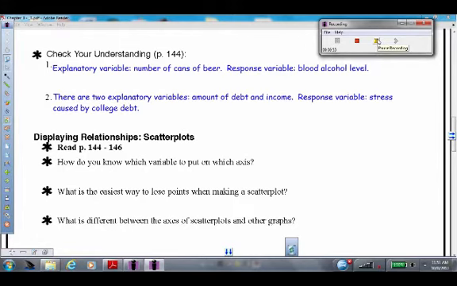Okay, in this second problem, there are two explanatory variables, the amount of debt and income. The response variable is the stress caused by college debt.